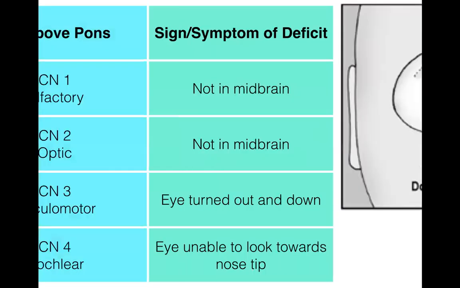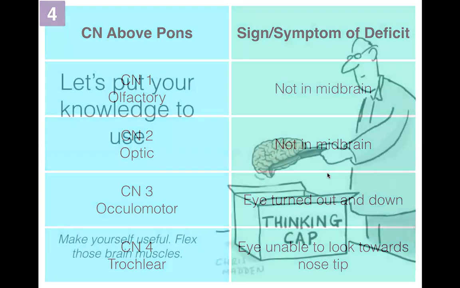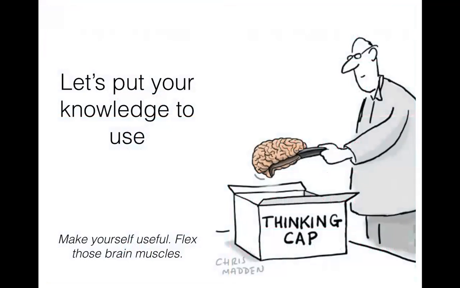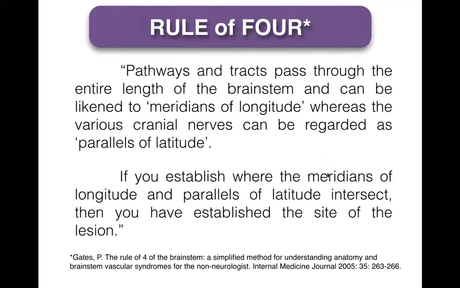The patient. All right, so those are the different neurologic structures. Now, let's put your knowledge to use. Let's put your thinking cap on and let's localize the different brainstem lesions. This is where the rule of 4 would come very handy.